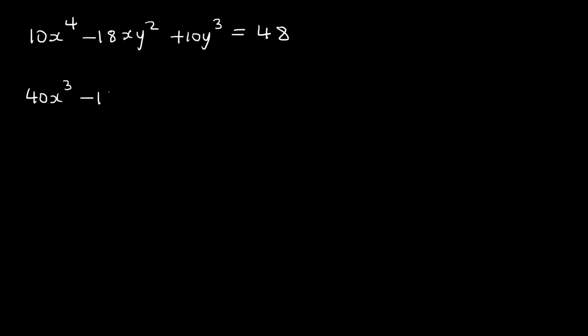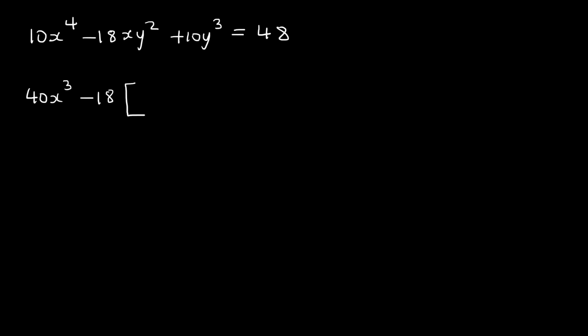You have to determine dy/dx of the implicit function 10x exponent 4 minus 18xy squared plus 10y cubed equals 48. So we can see 18xy squared is product rule. 48 is a constant, it will be 0. So let's start with 10x exponent 4. We know we are getting 40x cubed. Then here, this is a product rule. If you want to make it easier, you can put negative 18 outside. Deal with xy squared.